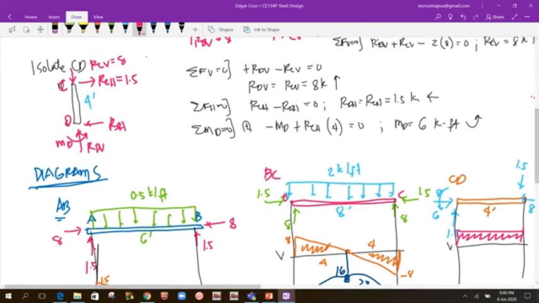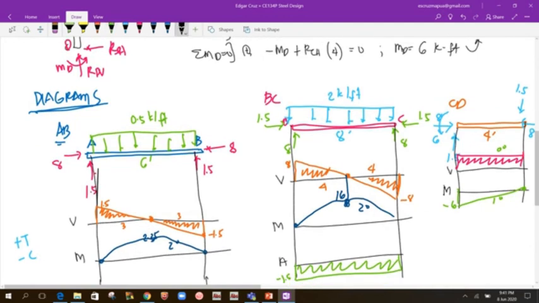Okay? Tapos, pagdating naman sa moment diagram, for the moment diagram naman, we have 6, diba? May 6 pababa, negative moment. So, we go down by 6, so negative 6. Tapos, meron tayong area ng rectangle sa shear diagram, which is 1.5 times 4. So, that is positive 6. So, negative 6 plus 6 it would be 0 here. And this is 0 degree. So pagdating dito, first degree, straight line.